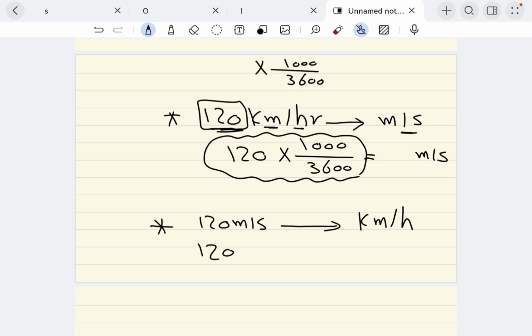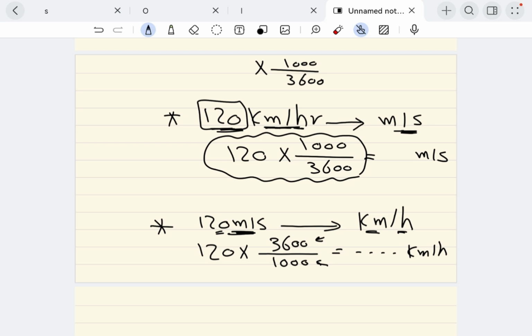That means I will take 120 and multiply it by 3600 and divide by 1000. It is the opposite. You can see here, when we convert kilometer per hour into meter per second, we multiply by 1000 over 3600. But if we want to convert meter per second to kilometer per hour, we have to do the opposite, which means we multiply by 3600 over 1000 and we can get the answer. The answer will be in kilometer per hour.